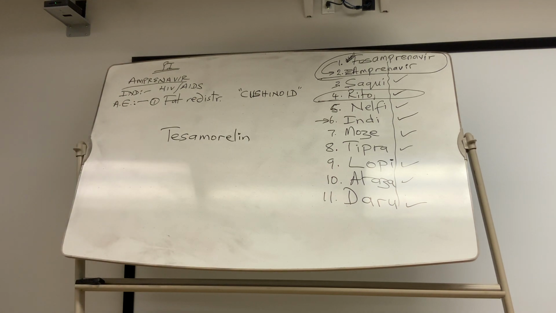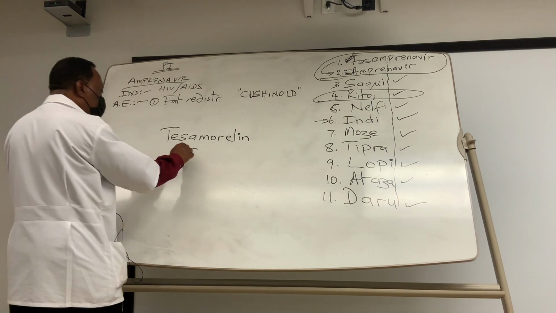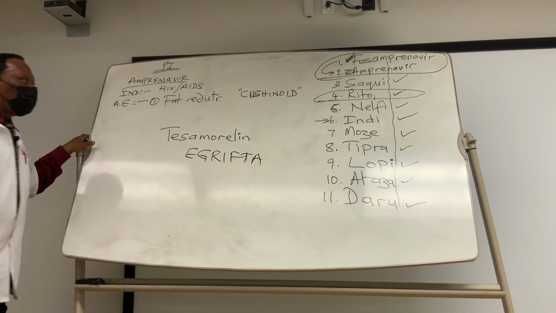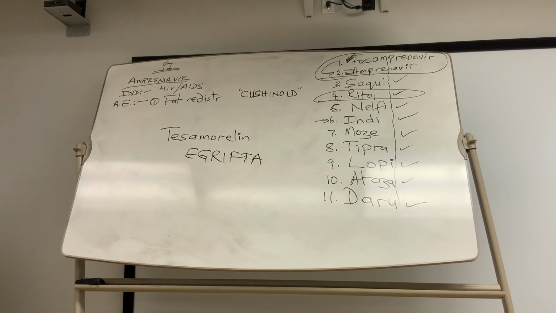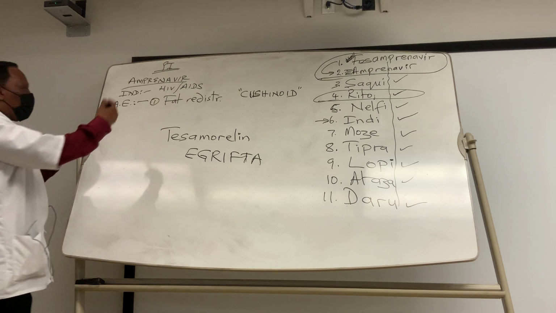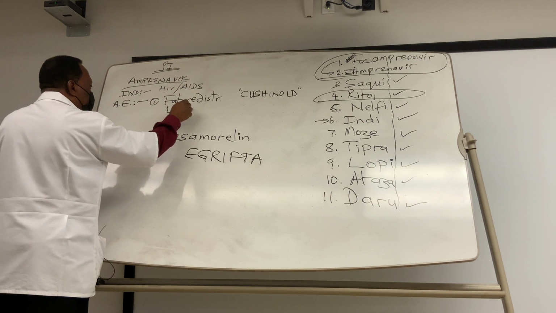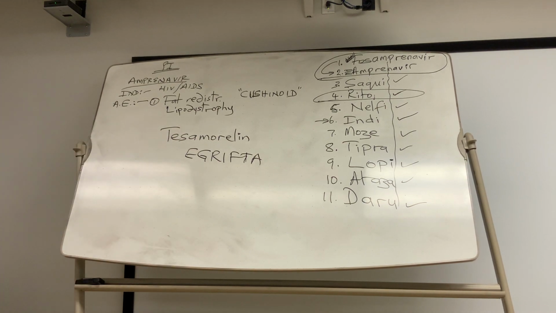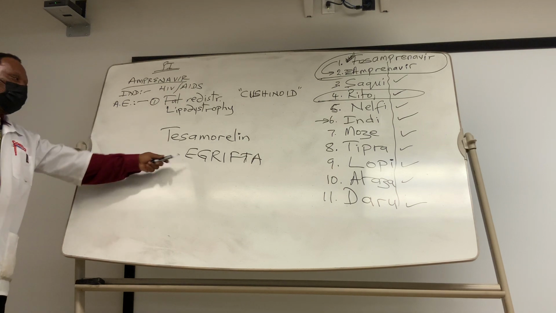There's a drug called Egrifta. The generic name is tesamorelin. That is a drug that you can use to manage lipodystrophy, because this fat mobilization basically results in lipodystrophy. So lipodystrophy induced by your PIs can be treated with tesamorelin, and the brand name is Egrifta.